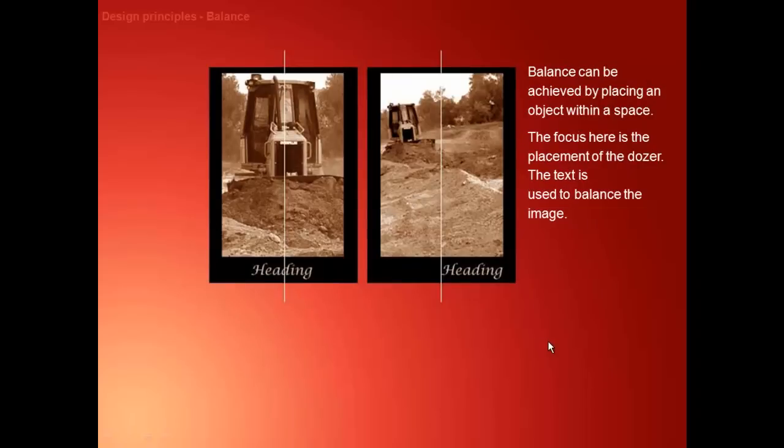Balance can be achieved by placing an object within space. The focus here is the placement of the bulldozer. The text is used to balance the image. So if we have the bulldozer in the center of the image, the text would balance it by being centralized. And if we had the bulldozer on the left side, it would be balanced by having the text on the right side of the image. It balances the visual weight.